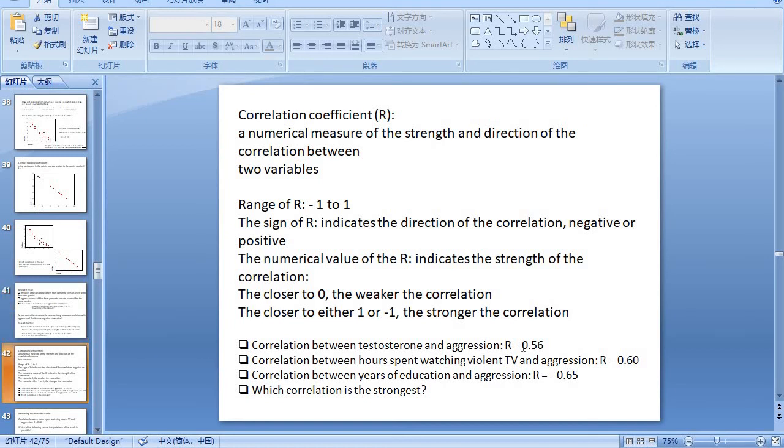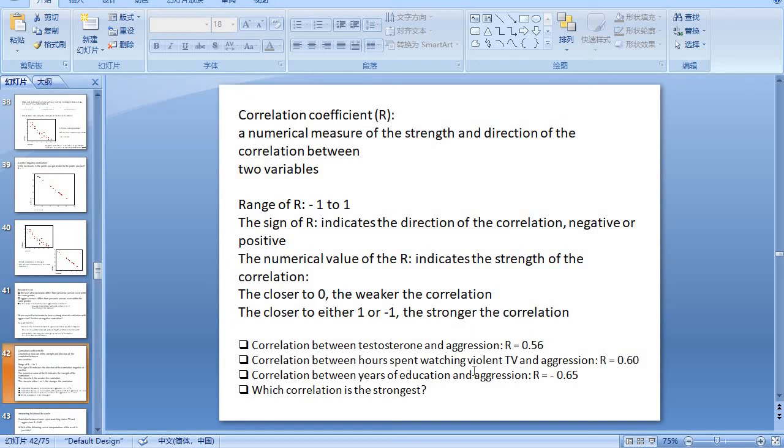Look at these three correlations. The correlation between testosterone and aggression is R equals positive 0.56. The correlation between hours spent watching violent TV and aggression is positive 0.6. The correlation between years of education and aggression is negative 0.65. So as people spend more years in school, their aggressiveness seems to decrease. There's a negative correlation between years of education and aggression.